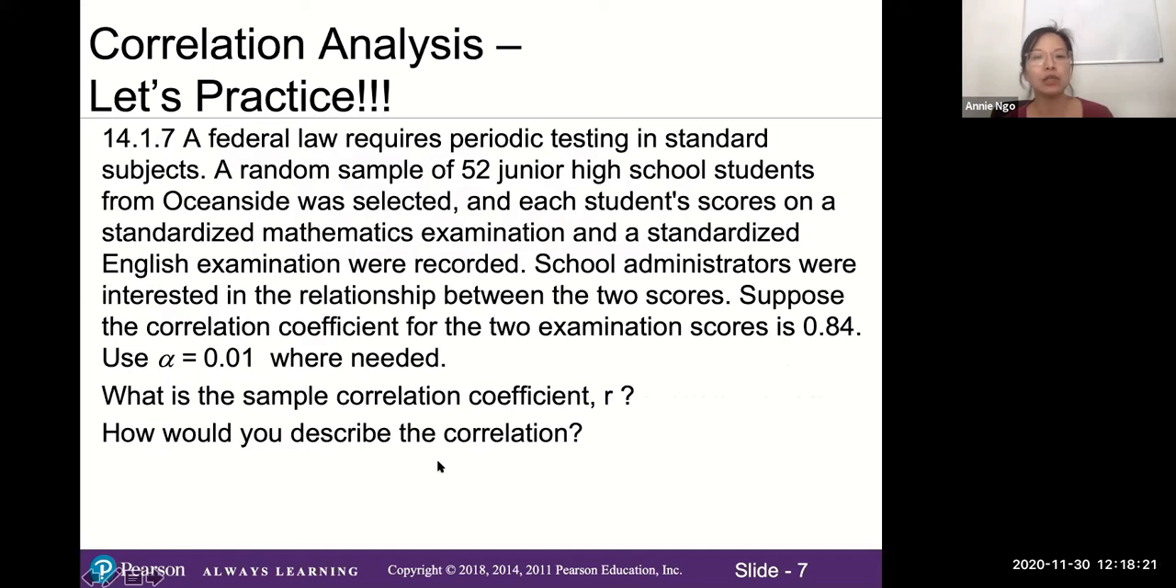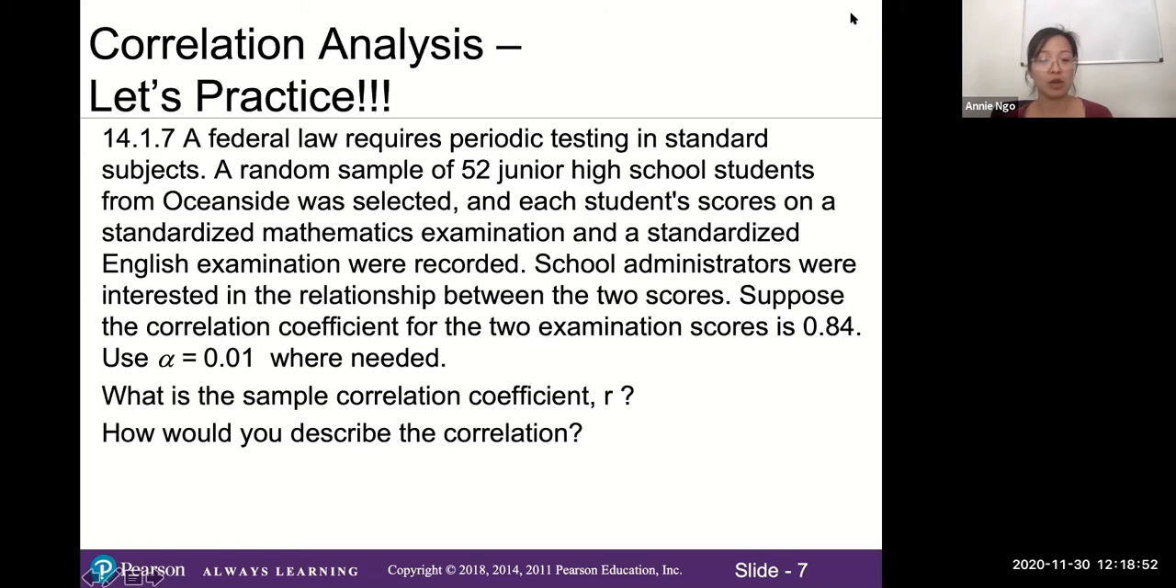So, a federal law requires periodic testing in standard subjects. A random sample of 52 junior high school students from Oceanside was selected, and each student's score on a standardized mathematics exam and a standardized English exam were recorded. School administrators were interested in the relationship between the two scores. Suppose the correlation coefficient for the two exam scores is 0.84. Use alpha of 0.01 where needed.